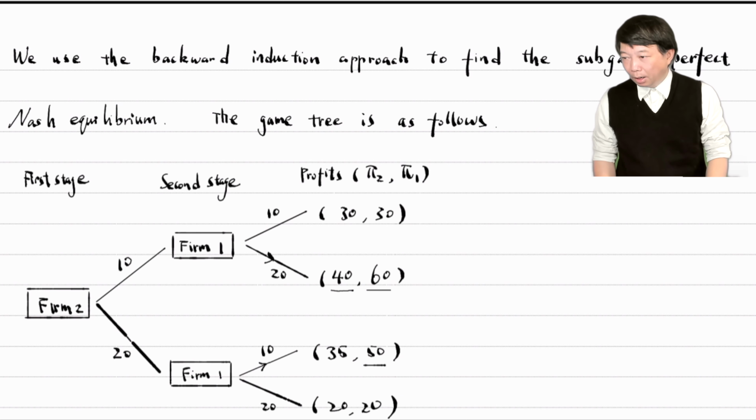Next, we figure out Firm 2's decision in the first stage, given its rivals' responses. If Firm 2 chooses 10 and Firm 1 chooses 20, Firm 2 earns 40. If Firm 2 chooses 20 and Firm 1 chooses 10, Firm 2 earns 35. Thus, Firm 2 chooses 10. We underline its payoff 40 and add an arrow on the path. The path with two arrows is the equilibrium path.